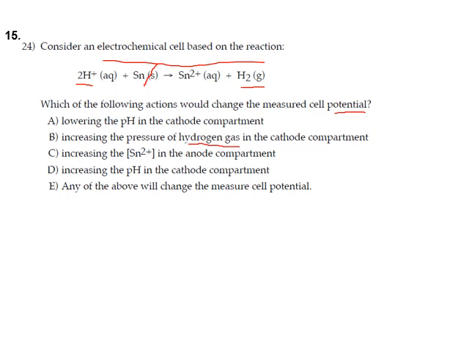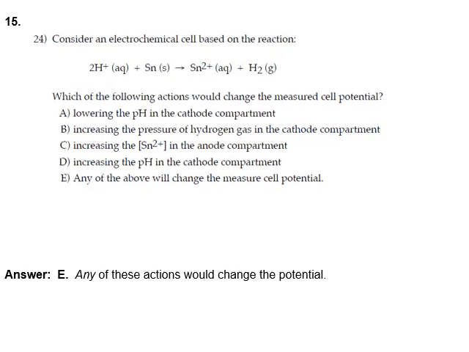C, increasing the Sn2+, that will also drive it to the left. D, increasing the pH means we're increasing the H+, that will drive it to the right. So the answer is going to be E, any of the above will change the measured cell potential. Next slide.